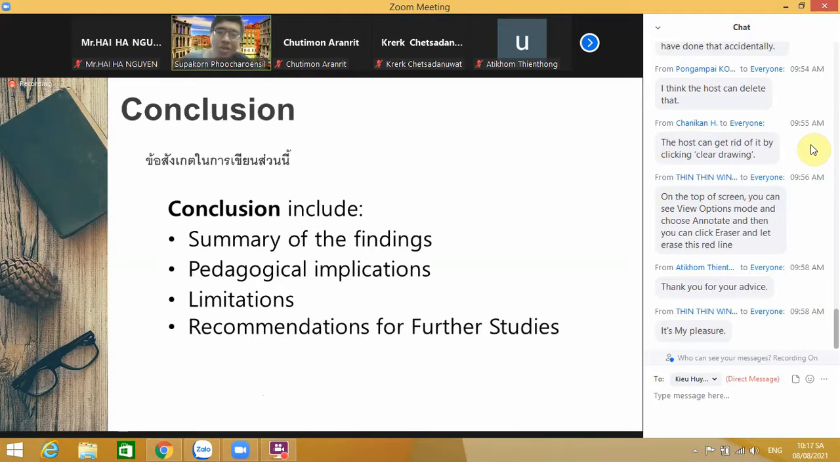So in response to this limitation, you should also mention that in further studies, it's recommended that a higher number of participants be included, something like that, right? So whatever limitations you have, the corresponding recommendations for further study should be supplied. Okay.